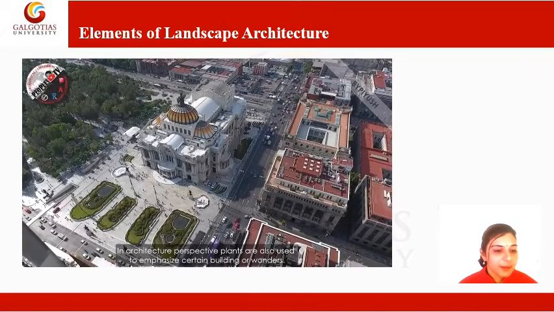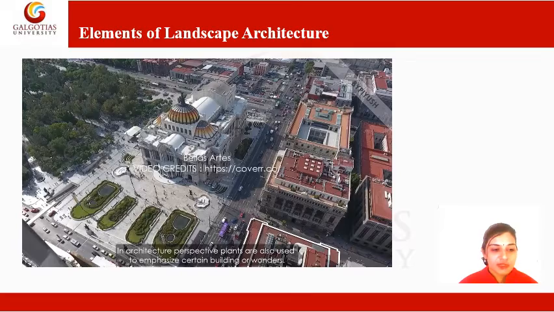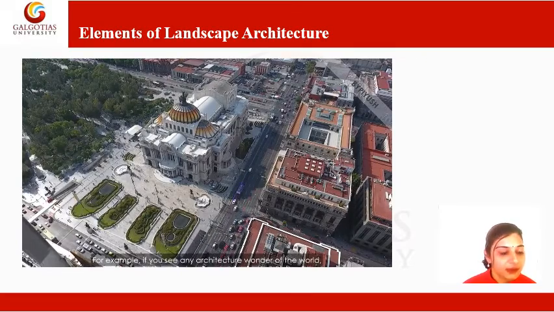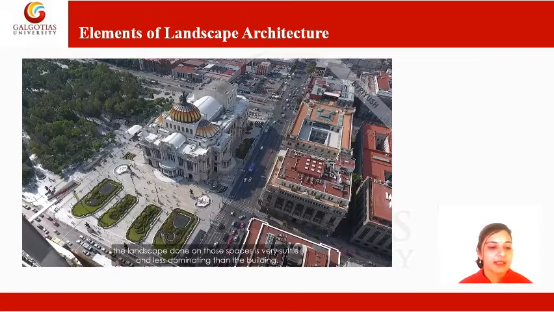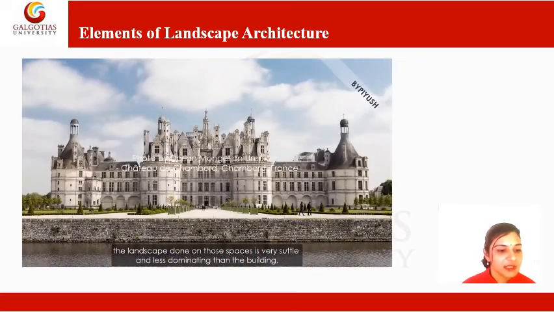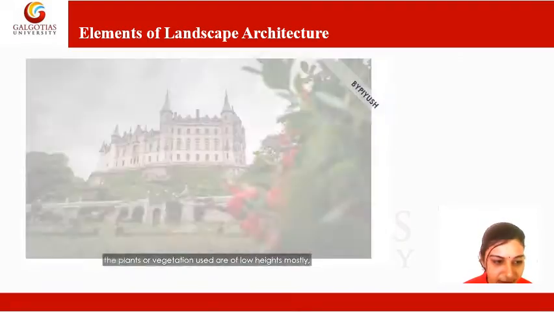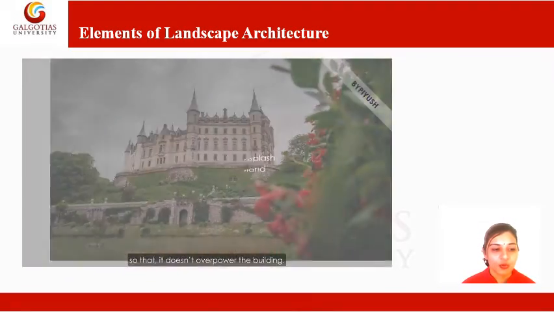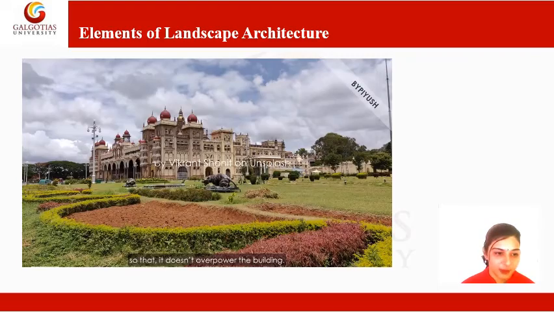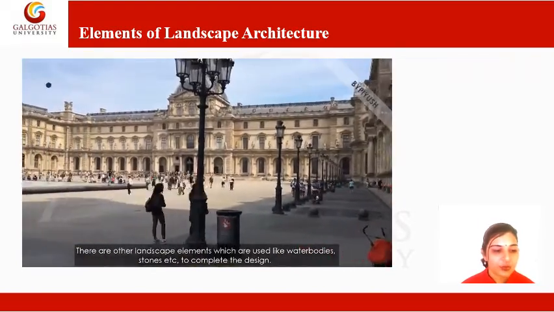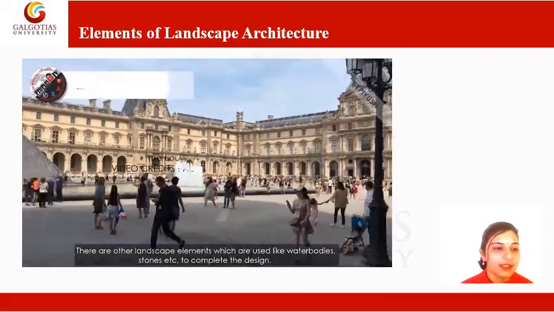From an architecture perspective, plants are also used to emphasize certain buildings or wonders. Like you can see in the picture, the landscape done on those is very subtle and less dominating, and the plants or vegetation used are of low height so that it doesn't overpower the building. There are other landscape elements which are used, like water bodies, stones, etc., to complete the landscape design.